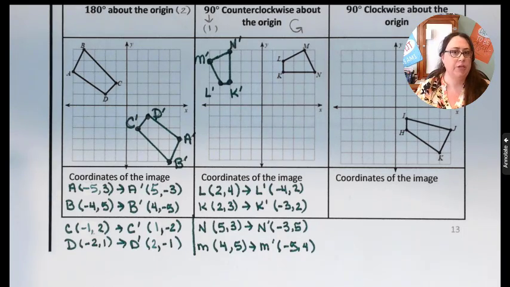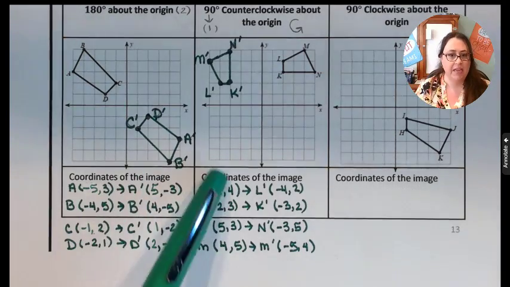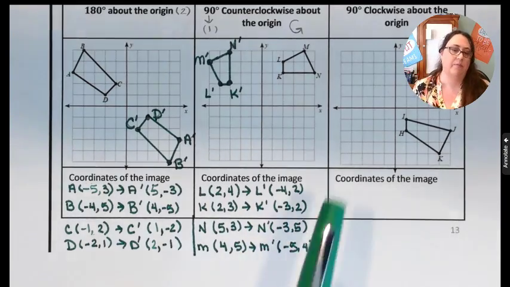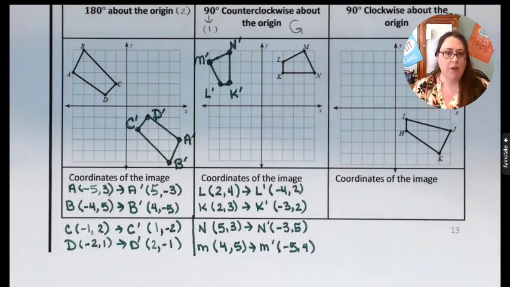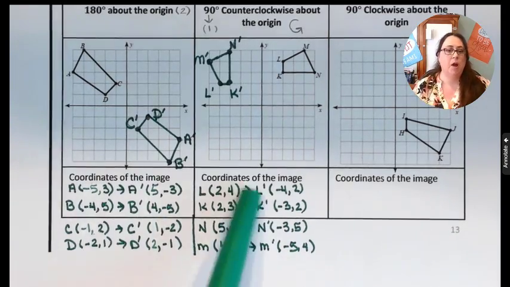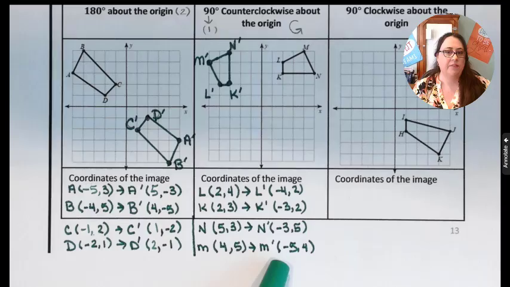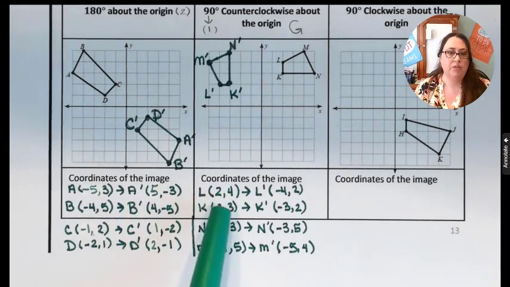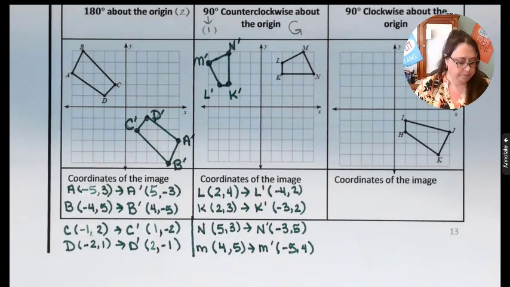For instance, I knew that for L prime, the 2 and 4 had to switch places, and that since everything here was positive, the x's were all going to be negative. So I have negative 4, 2 for L prime, and for K it was negative 3, 2. For N it was negative 3, 5, and for M it was negative 5, 4. So again, because these were all positive, I know that all my x's have to be negative, and I could double check that real fast. And then I also knew that these each were going to switch places.